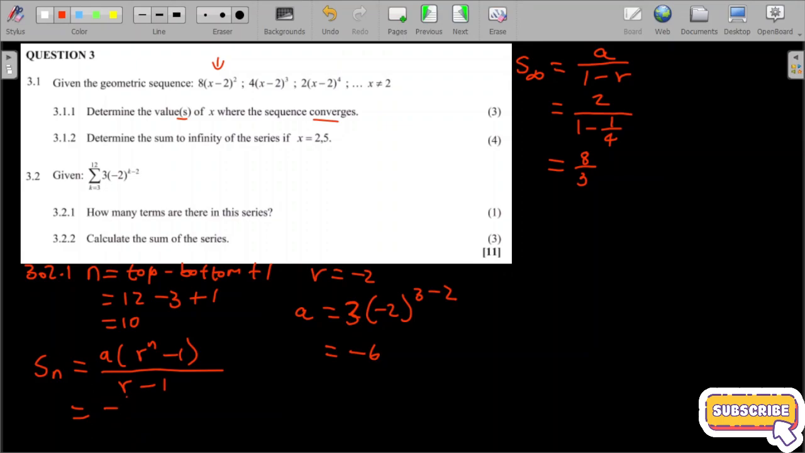So a is -6, r is -2, and n is 10. The sum is -6 times ((-2)^10 - 1) over (-2 - 1). Punching this on the calculator, my sum is 2046. So this is the sum of this series.